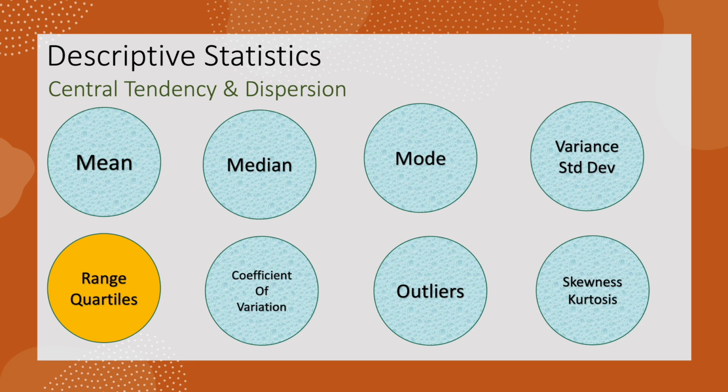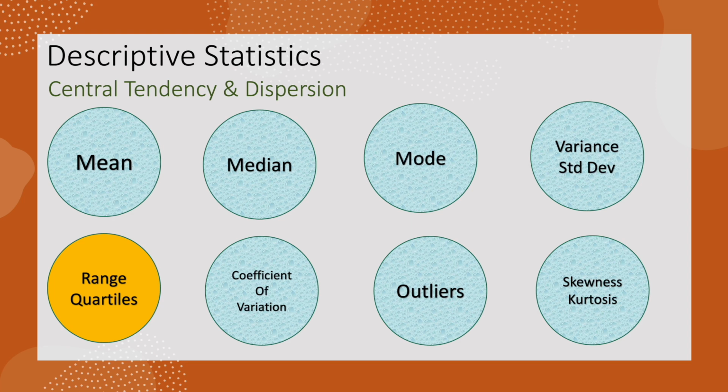Central tendency deals with the location of data, where the majority of the data is located. The dispersion, on the other hand, deals with the spread or the breadth of data, how dispersed the data is, how much variance there is in the data, right?